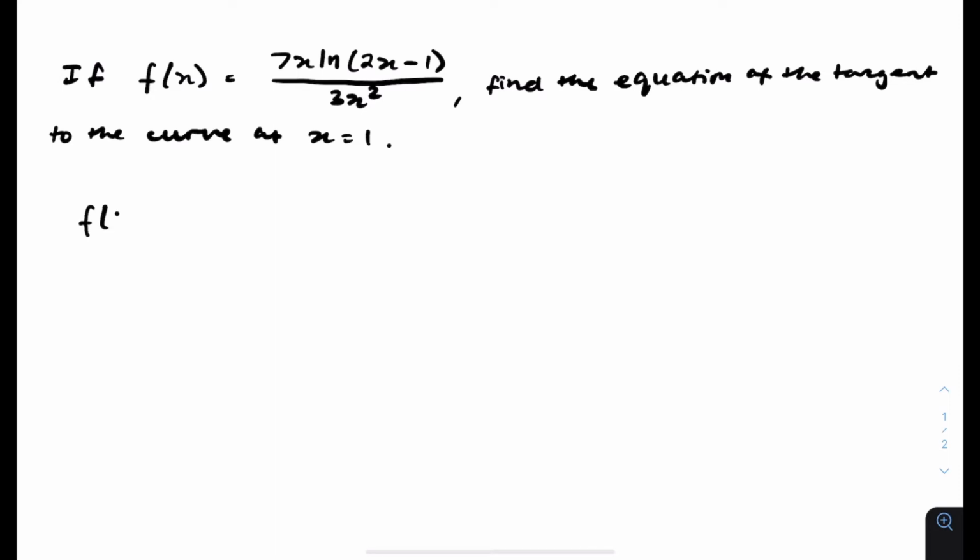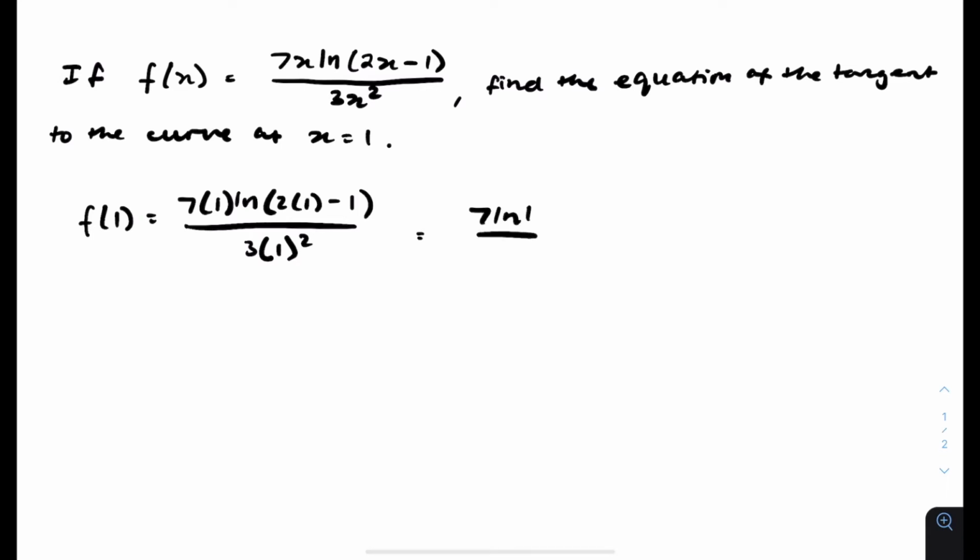So f of 1 is equal to 7 times 1 times ln of 2 times 1 minus 1 over 3 times 1 squared, which is equal to 7 times ln of 1 over 3. And since ln of 1 is just 0, then that just becomes 0. So the point on the curve that we're looking at is 1, 0. So now we just need to find the equation of the tangent, and with that we need differentiation.